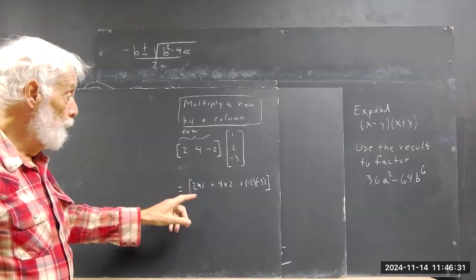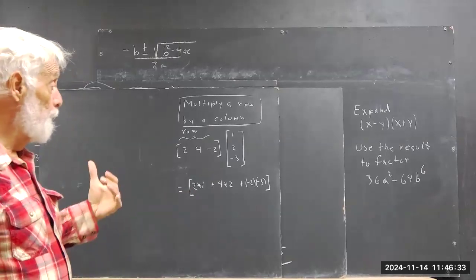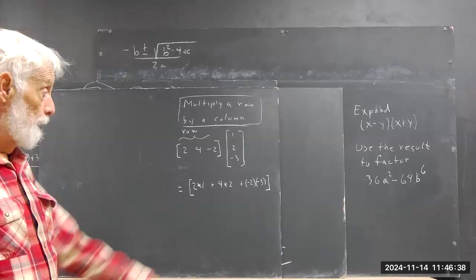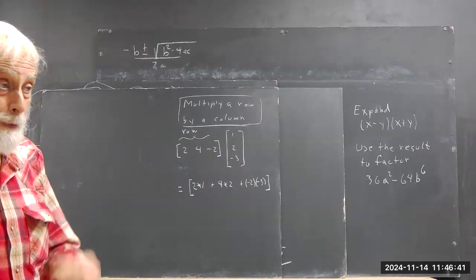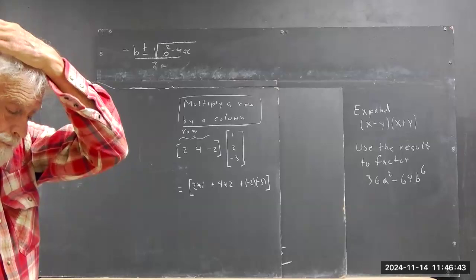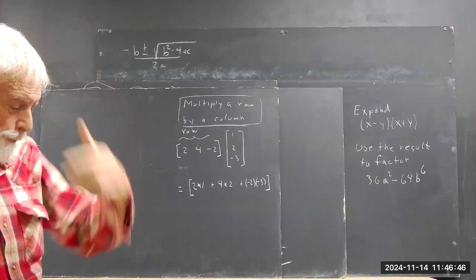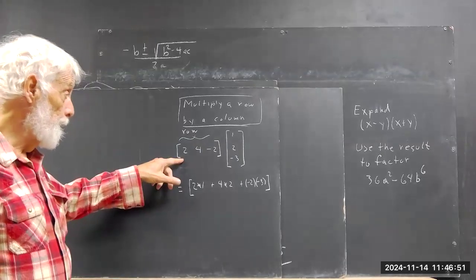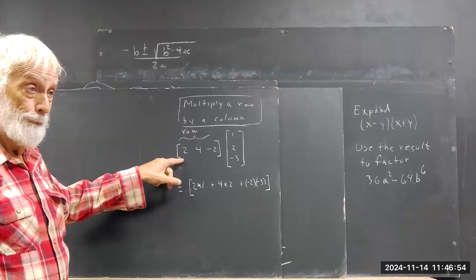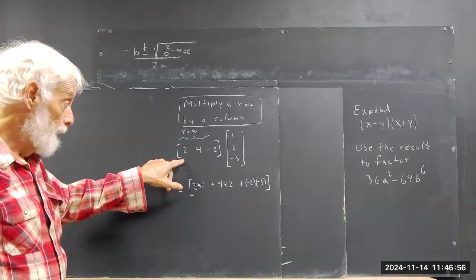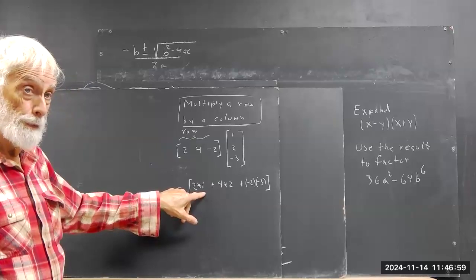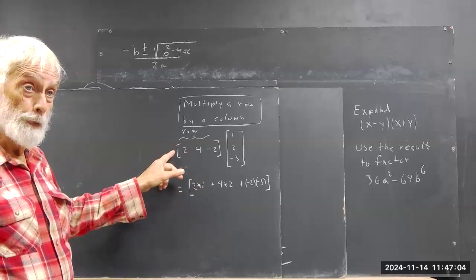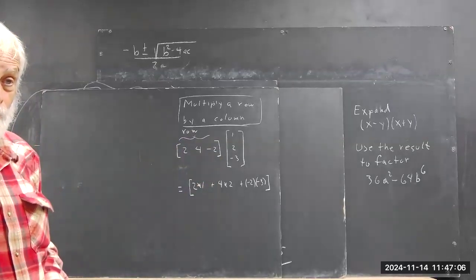Why did I multiply 2 times 1? Where is 2 and where is 1? Okay. Where's 2 in this row and where's 1 in this column? Well, hold up a finger or 2 or 3. Is 2 the first, second, or third number in the row? First number, right? Is 1 the first number, second number, or third number in the column? So I multiplied the first number in the row by the first number in the column, right?